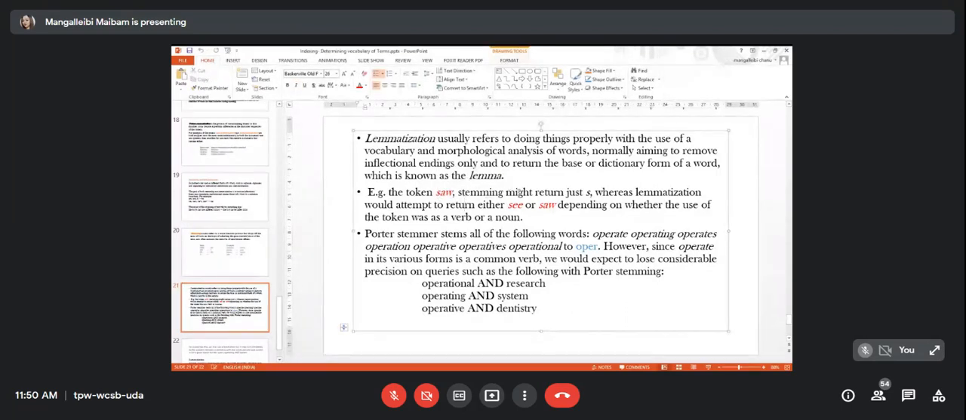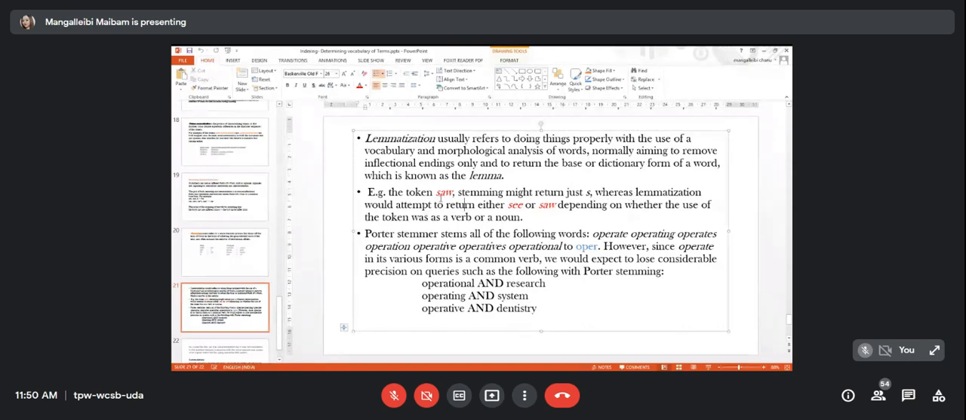So stemming might just return S, whereas lemmatization would attempt to return either see or saw, depending on whether the use of the token was a verb or a noun. So do you see the difference? Lemmatization means what? Returning the base form of the word, right?